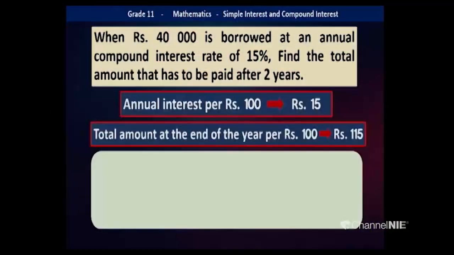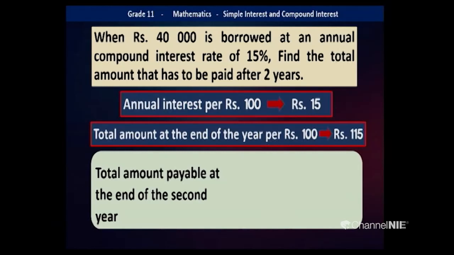Annual interest for 100. If you deposit or borrow 100, you have to pay an interest of 15. For 100 it is 15. Then if you borrow or deposit 100, at the end of the year with interest 100 becomes 115. From those two you can get a fraction 115 upon 100. Using that you can calculate this answer at once.